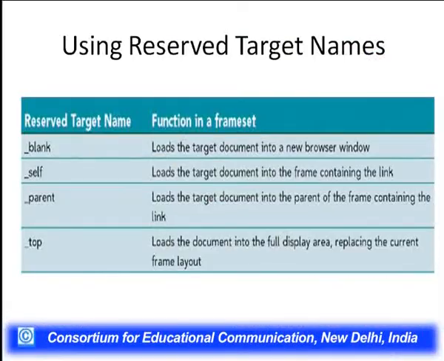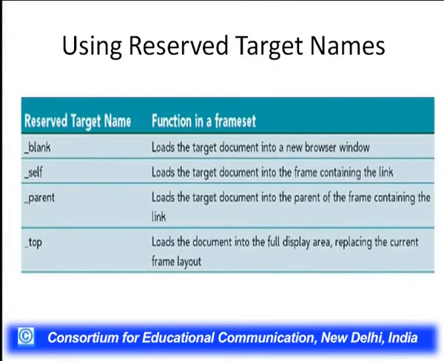Here you can see that 4 target names are used; these are reserved target names. If we write target equals underscore blank, it will load the target document into a new browser window. If we write target equals underscore self, it will load the target document into the frame which is containing the link, into the same frame where the link is; the linked file will also open.